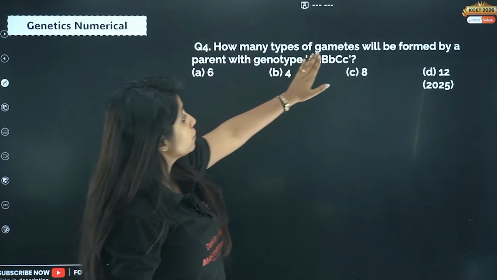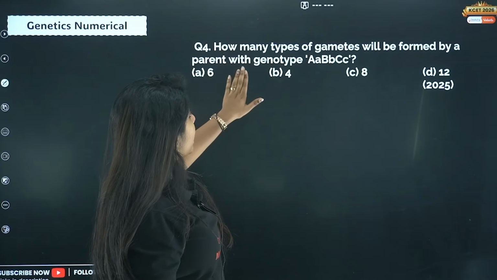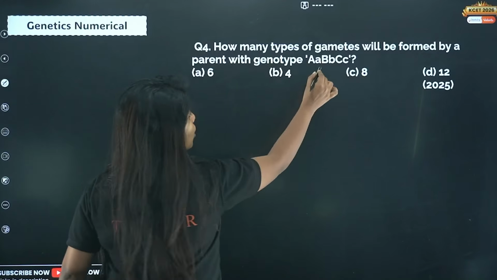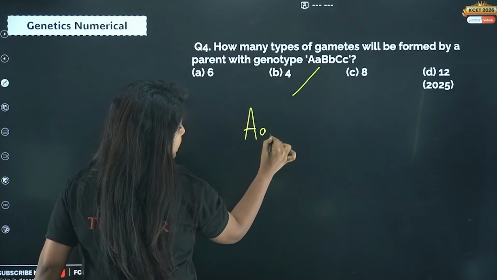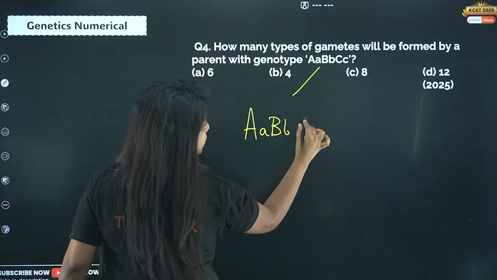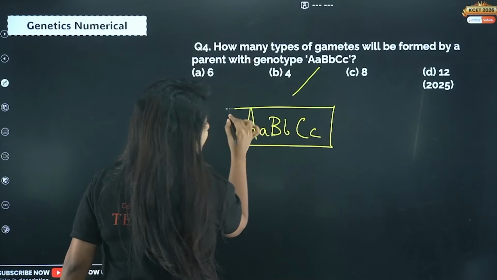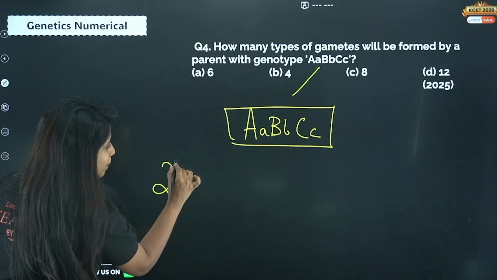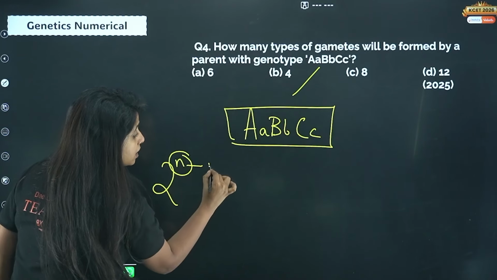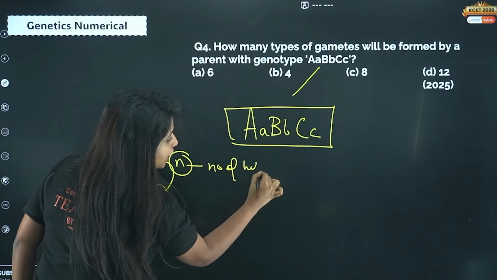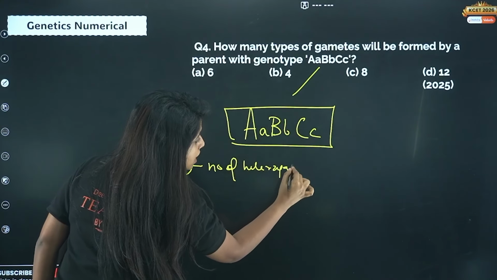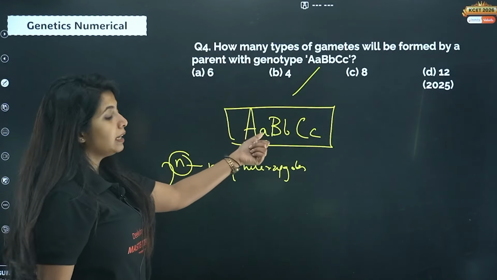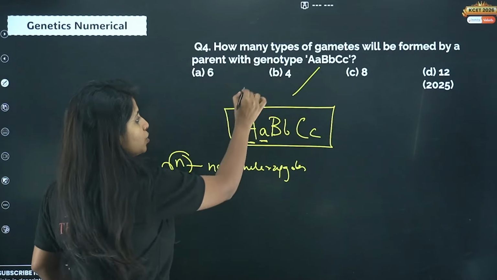How many types of gametes will be formed by a parent with this genotype? So how many types of gametes are going to be formed if a parent has a genotype capital A small a, capital B small b, capital C small c. Now this is not given in NCERT. For this you should know a formula, that is 2 raised to the power n, where n determines the number of heterozygotes. Heterozygotes means the ones where the alleles are different. So capital A small a, this is a heterozygote, so 1.